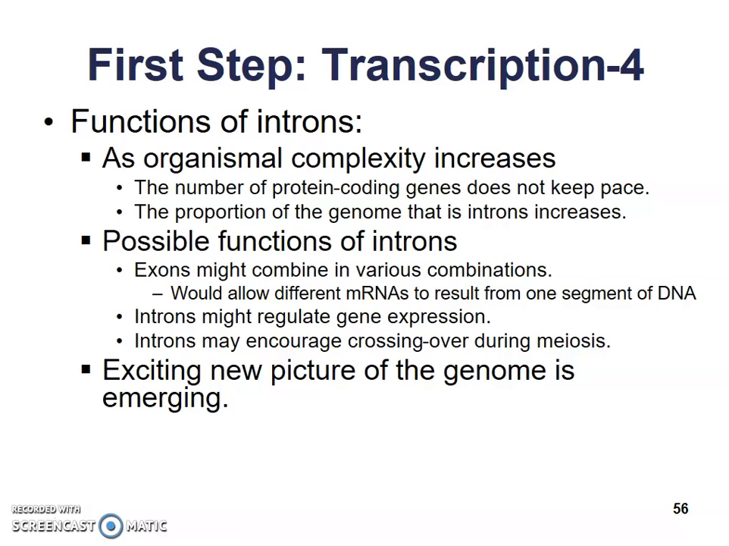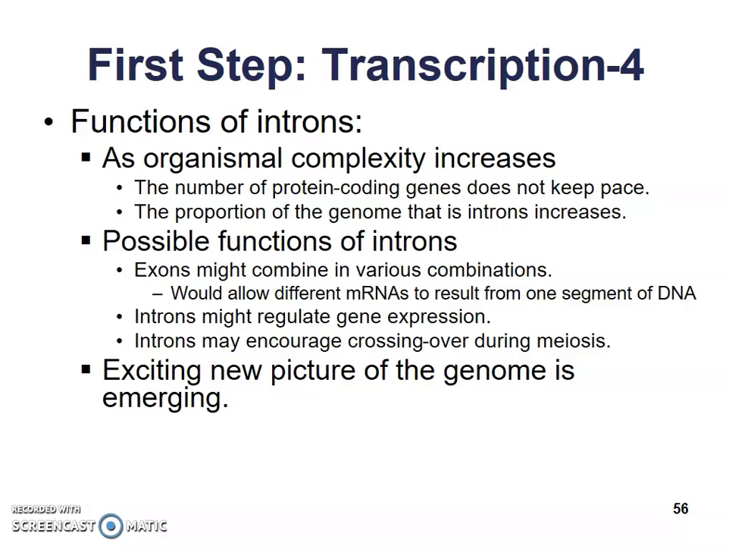Functions of introns. So as organisms develop and become more complex as they evolve, the number of protein coding genes does not keep pace. So these are basically chunks of DNA that used to do a job, but they don't anymore because a sequence of DNA that does it better came along. The proportion of the genome that is introns increases as organisms become more complex. So humans have a lot more introns than a crayfish.